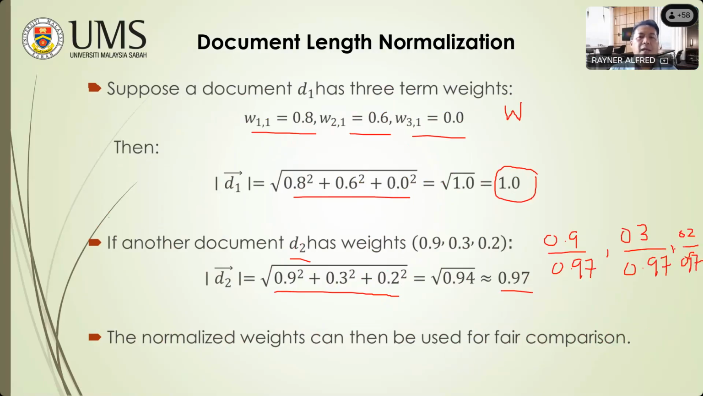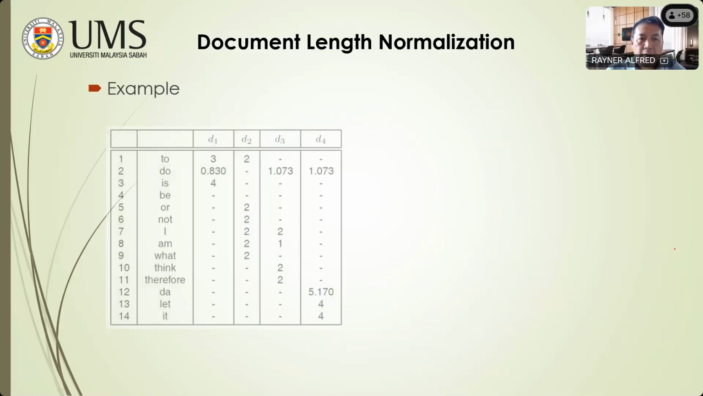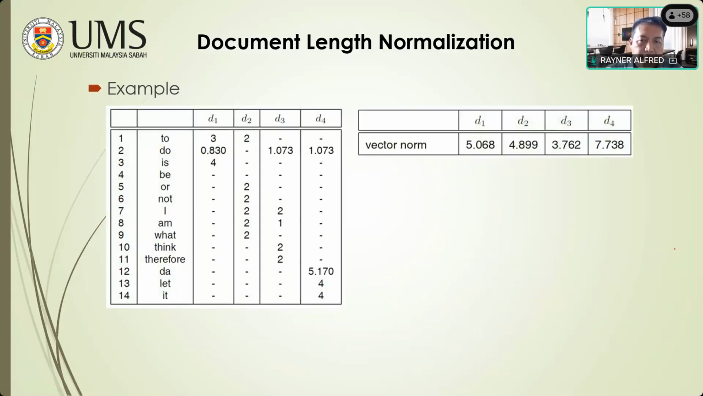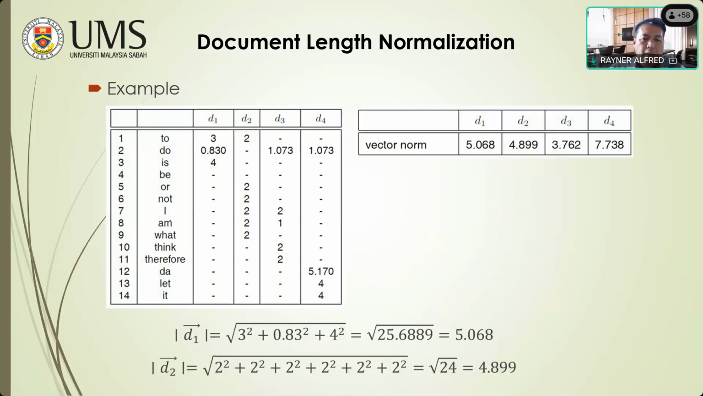Okay, so that's how we normalize the value. If you look at this, this is the TF-IDF, right? And this is the length of the document for D1, D2, D3, D4, and so on. For document 1, how do we compute the length of this document? We just take all of this, take the square, and then take the square root, and you get this. So that's how we get this. Similar to this.